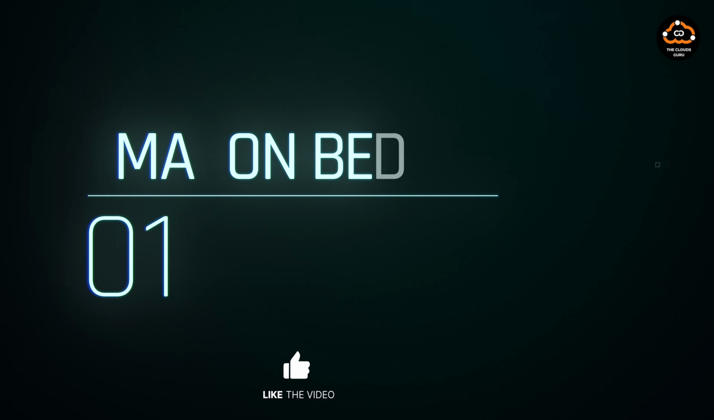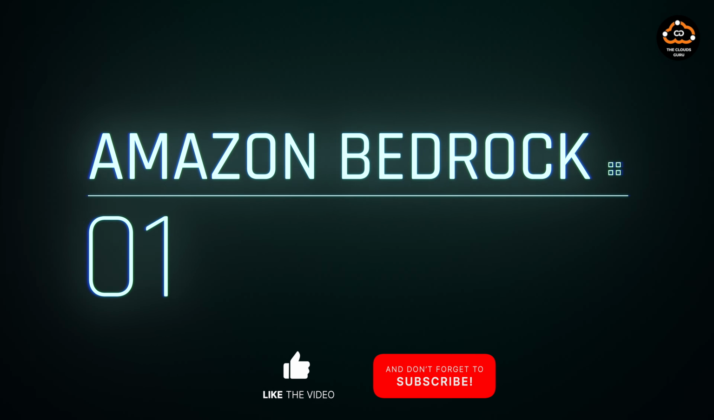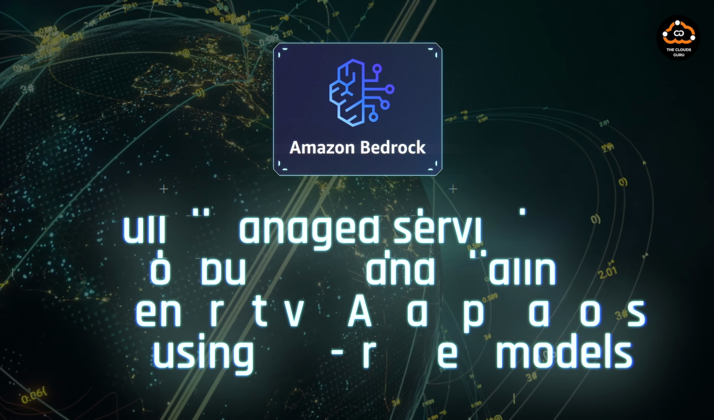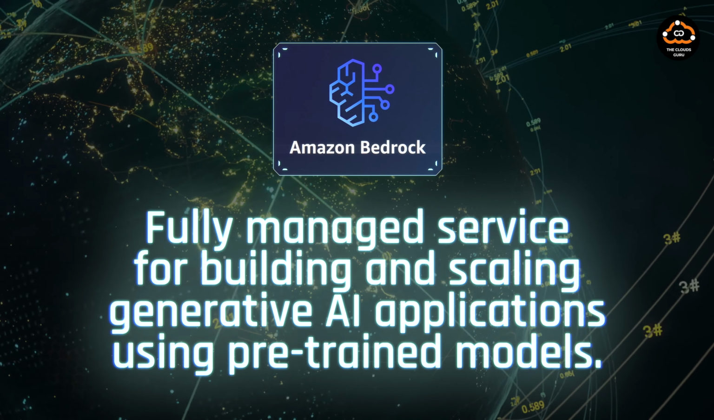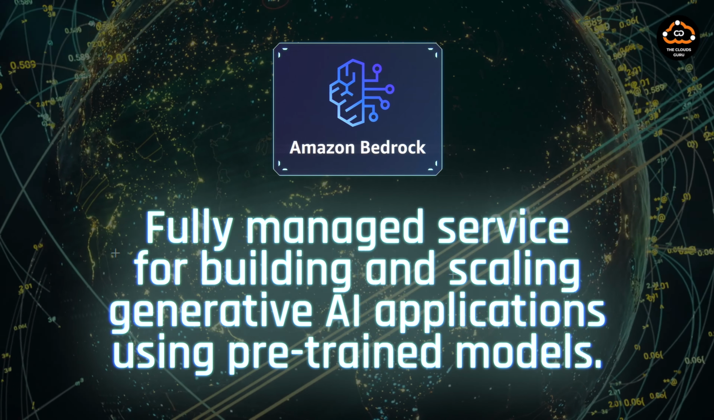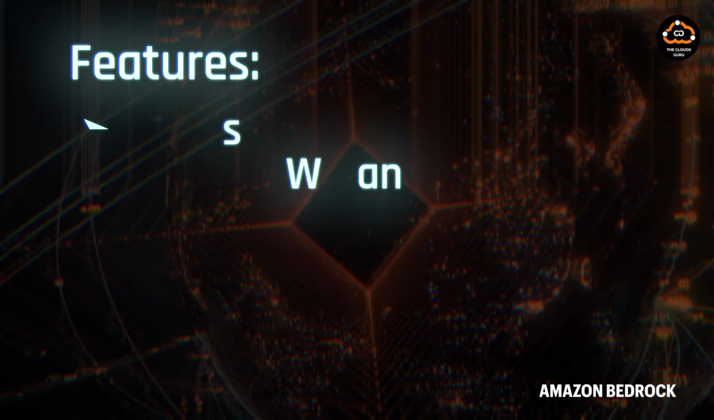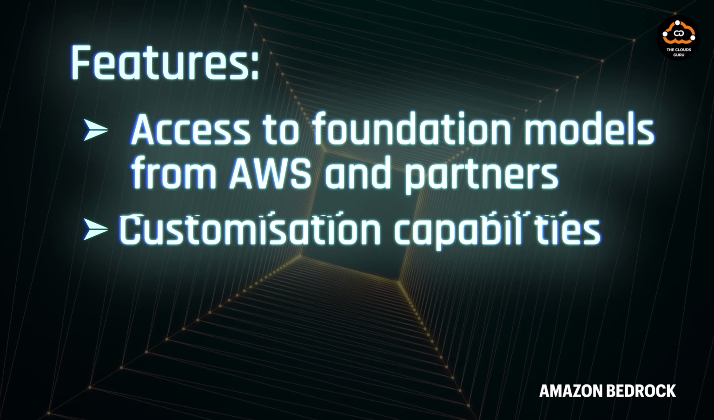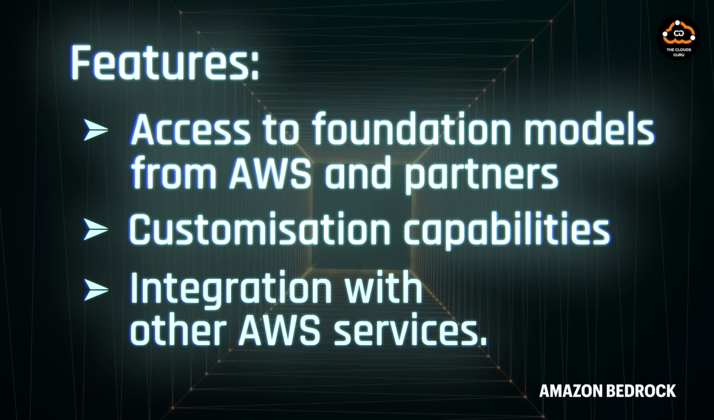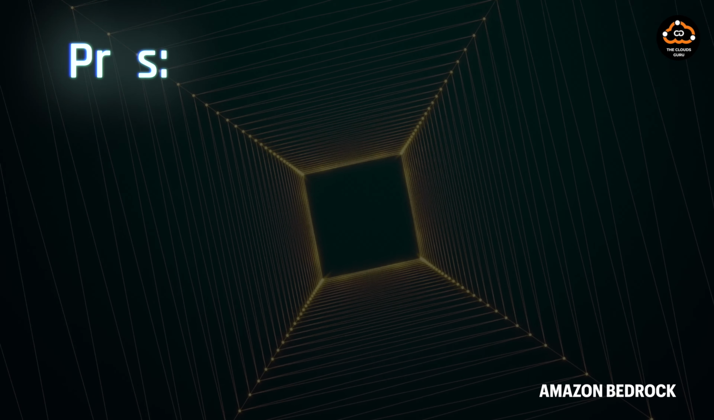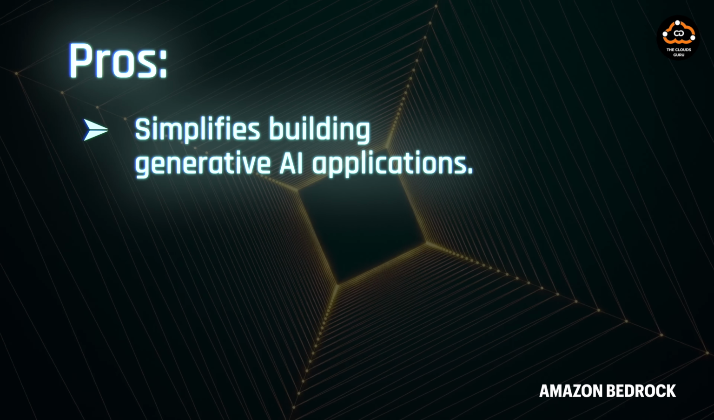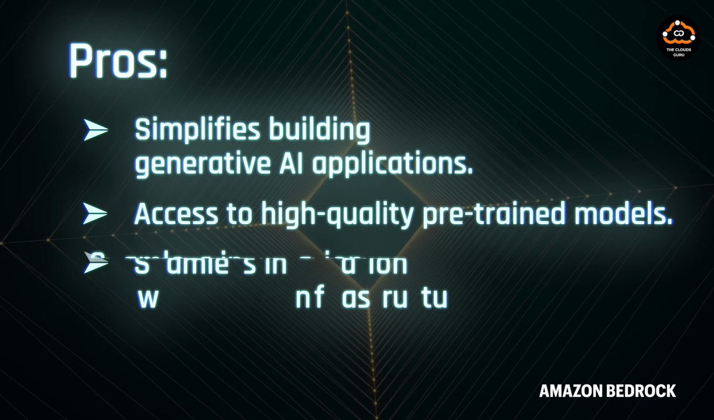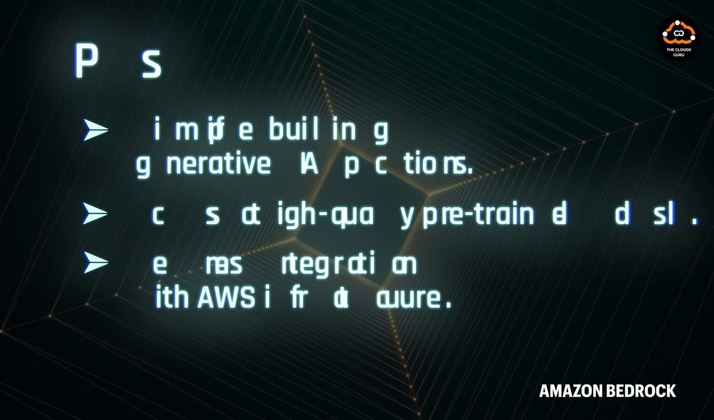Top 1. Amazon Bedrock. Developer, Amazon Web Services or AWS. Amazon Bedrock is a fully managed service for building and scaling generative AI applications using pre-trained models. Features: access to foundation models from AWS and partners, customization capabilities, integration with other AWS services. Pros: simplifies building generative AI applications, access to high-quality pre-trained models, seamless integration with AWS infrastructure.